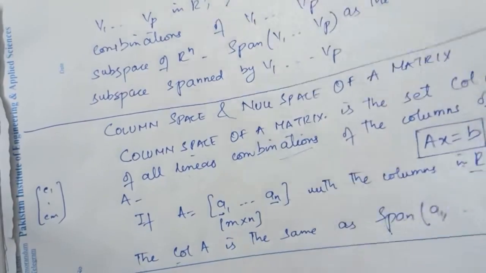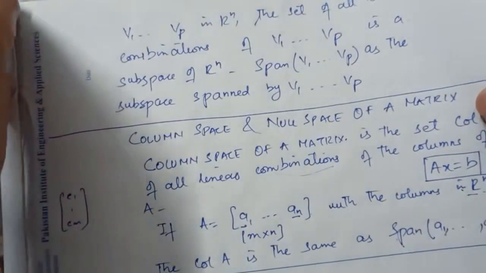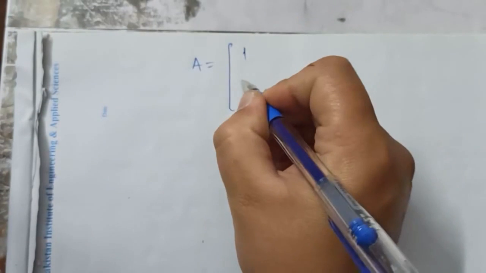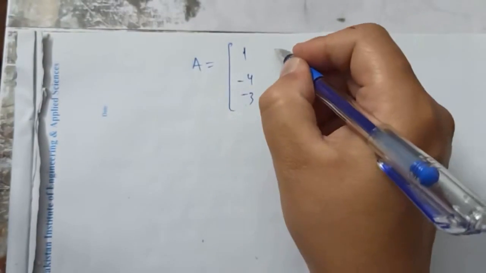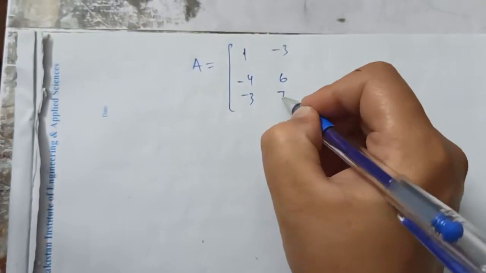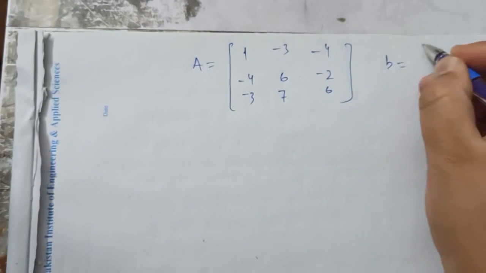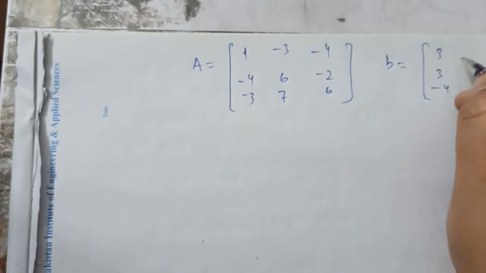Okay, let's do an example, the one I was talking about, of how the column space, this Col set, can be used to find the solution of a system of linear equations. Let's say this is a matrix A, which is [1, -4, -3; -3, 6, 7; -4, -2, 6], and b is [3, 3, -4].